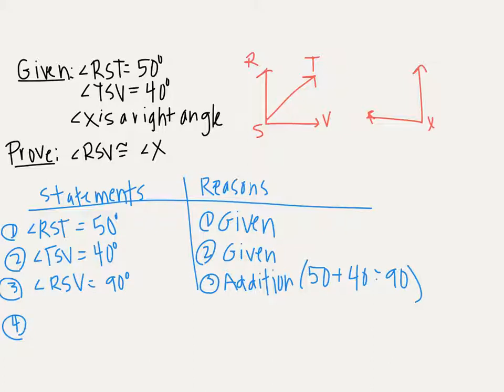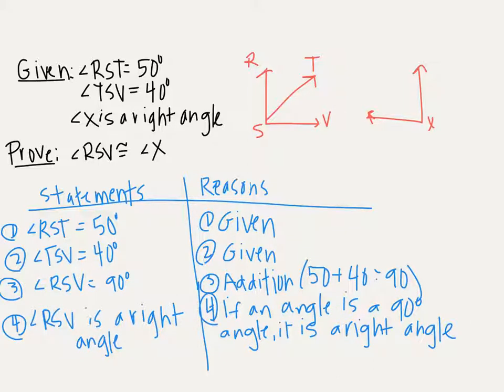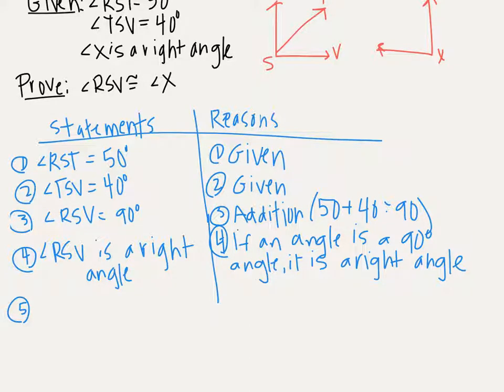Statement number 4 is that angle RSV is a right angle. Tell me the reason for that. The reason is the definition of a right angle. If an angle is 90 degrees, then it's a right angle. Statement number 5 is angle X is a right angle. Pause the video if you need to. Tell me why that's true. It's true because it's given.